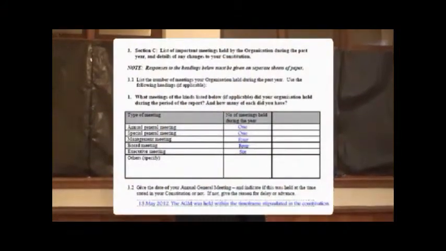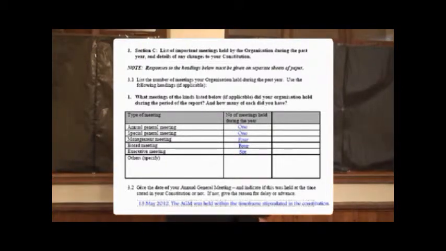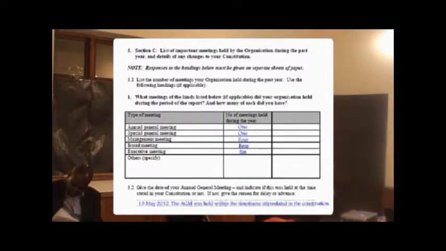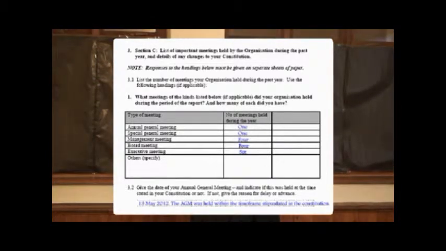Section C deals with the meetings, and in essence, the organization is asked to tell how many meetings, whether it's the AGM, there will usually be 1 AGM. Special general meeting, there's 1. Your MANCO meetings, 4 meetings, for example. Board meetings and any executive committee meetings. In your case, if you've got your MANCO, then the board meetings would be not applicable.